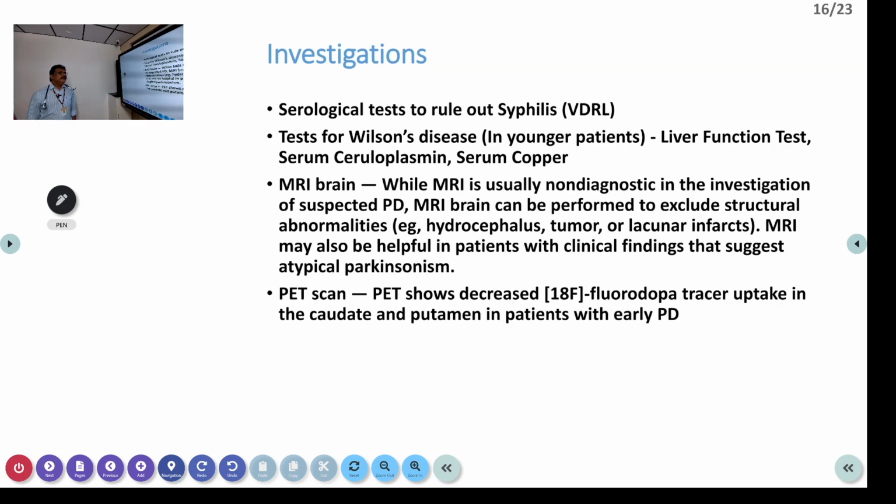Now, normally we don't do any investigation for Parkinson disease, but if you want to rule out other conditions like syphilis, you have to do VDRL. Wilson disease, you have to go for liver function test, ceruloplasmin, copper. MRI brain should be done to rule out structural disease, as some brain disorders can present with Parkinsonism: hydrocephalus, tumors, lacunar infarcts. FDG PET scan can be done in patients who have Parkinsonism, to rule out other causes for Parkinson plus syndrome.